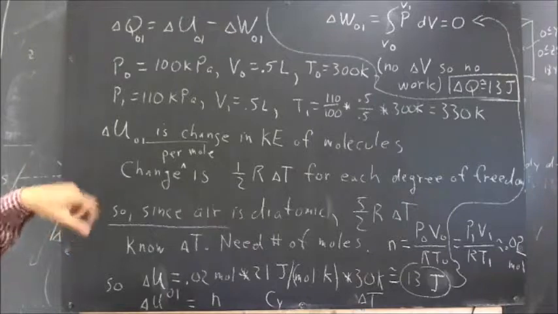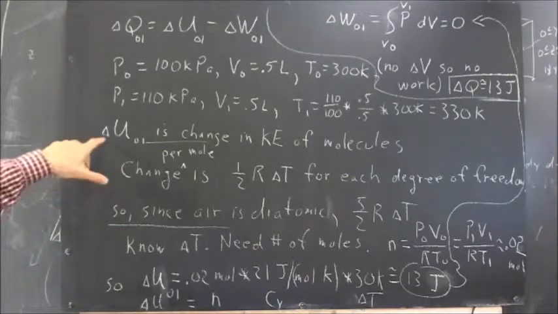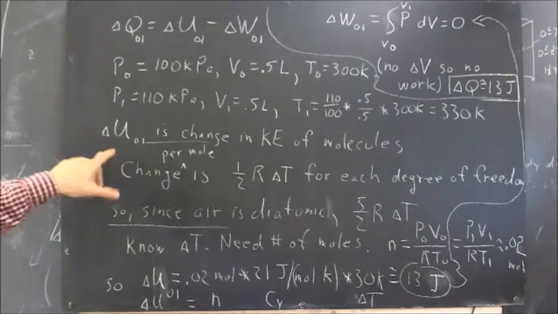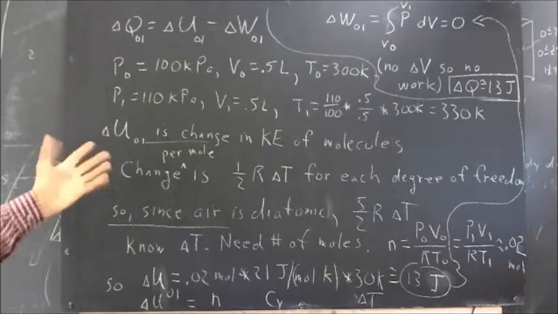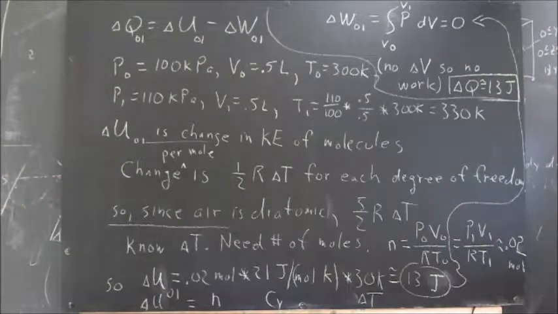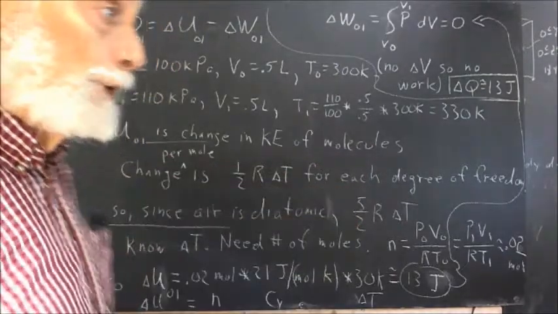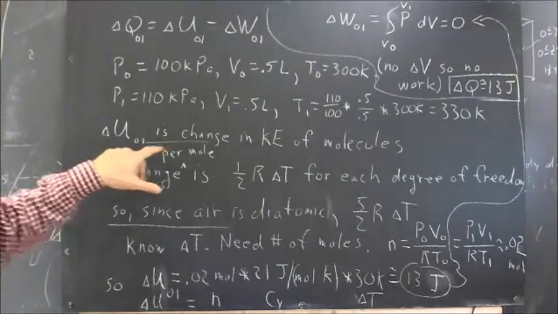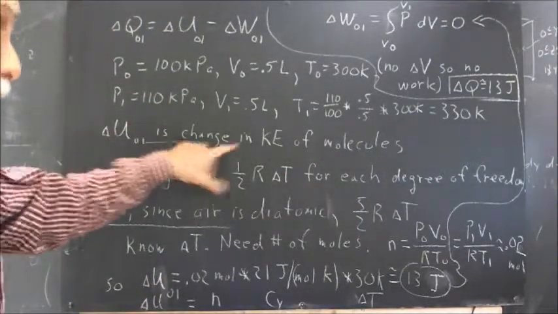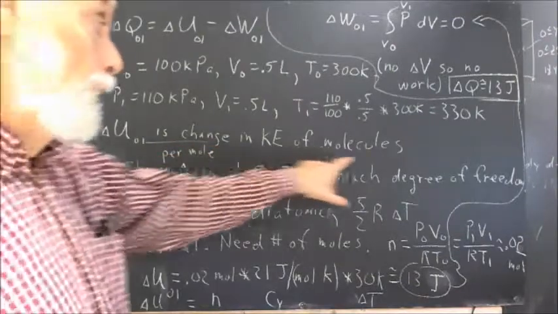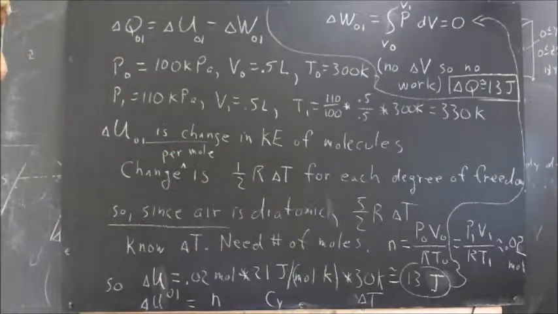Okay, so now I'll go ahead and use the symbol delta U 01. Your text uses delta U for what? The change in internal energy. What is delta U from 0 to 1? It's something you can calculate using a formula without understanding what it is, but in terms of everything we've done so far, we're thinking in terms of the kinetic energy of the molecules in the system. And delta U is the change in the internal energy, that is, the change in the kinetic energy of the molecules.